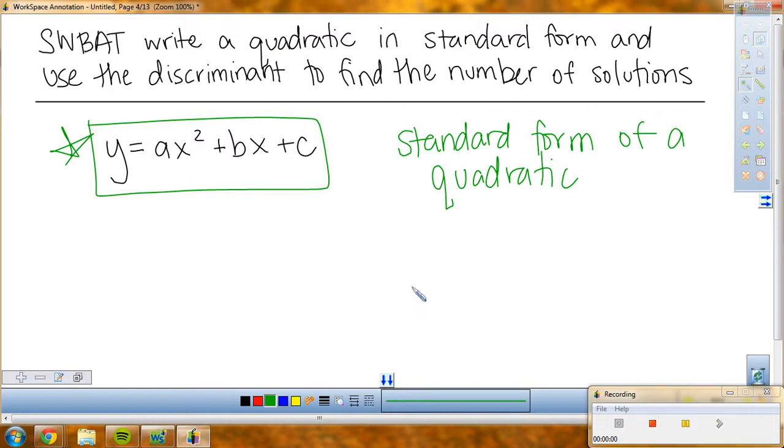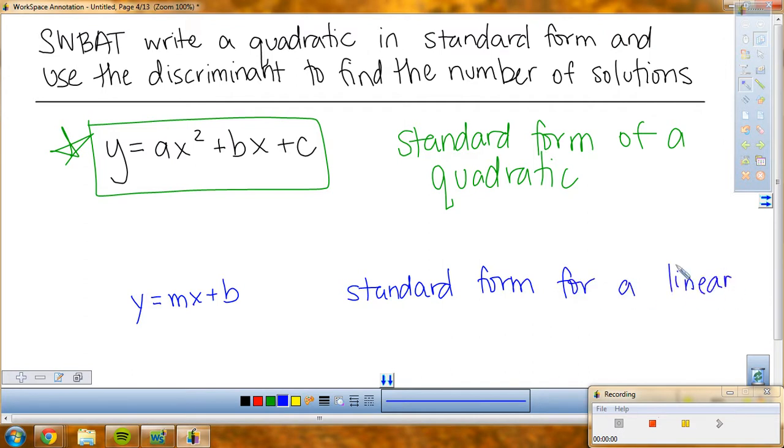So this is comparable to slope-intercept form. We already know that slope-intercept form was y equals mx plus b, and that was our standard form for a linear function. And now we have something new, right? Our quadratic equation, which is y equals ax squared plus bx plus c.